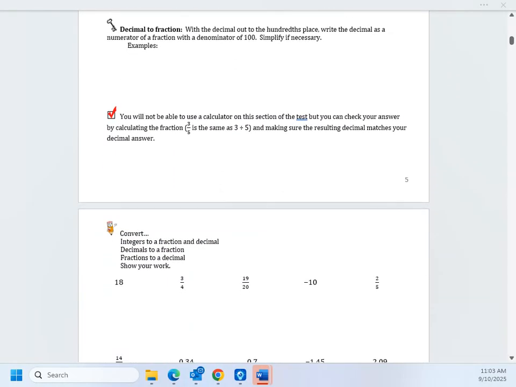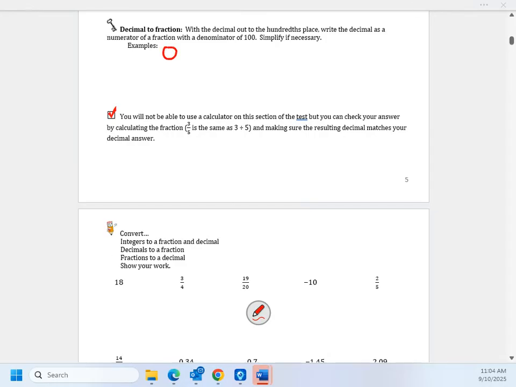So with the decimal out to the hundredths place, we write the decimal as the numerator of a fraction with a denominator of 100. Simplify if necessary. So that's the first thing you look for: can I simplify my fraction? Simplify it at the end, sorry.